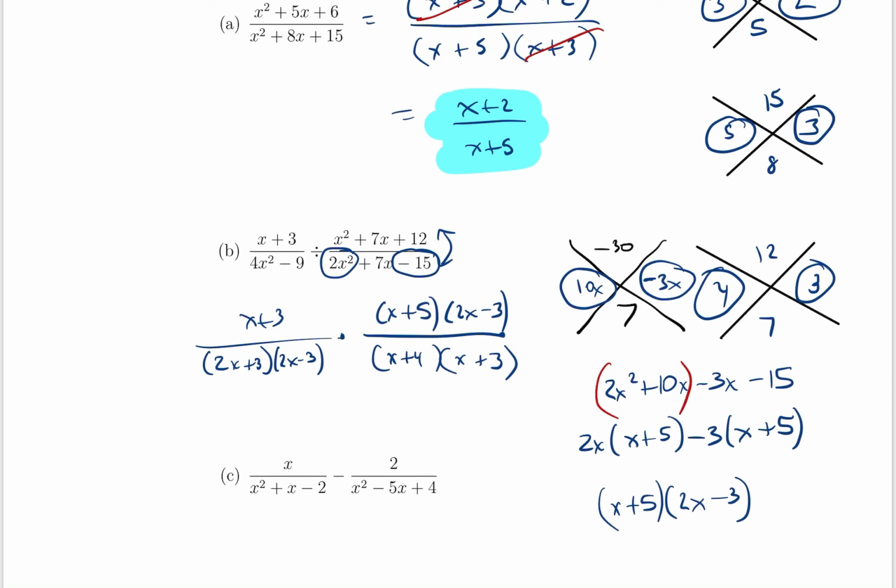And now we want to look for common factors that can be canceled. And I see x plus 3's, 2x minus 3's, and that is it. So our final answer will be x plus 5 in the numerator, 2x plus 3 times x plus 4 in the denominator.